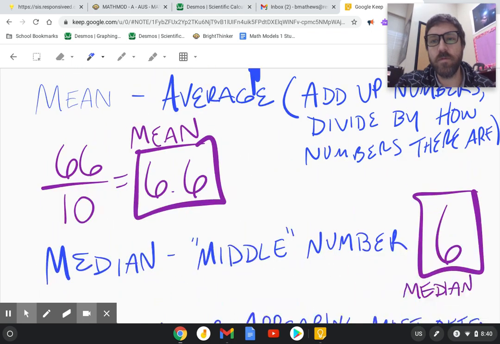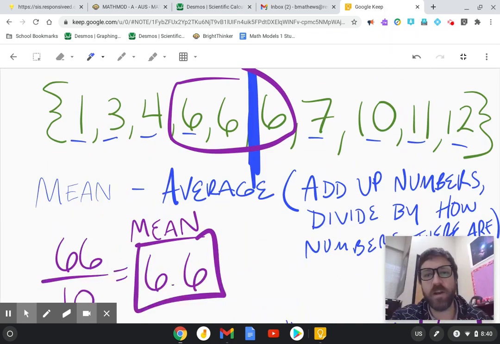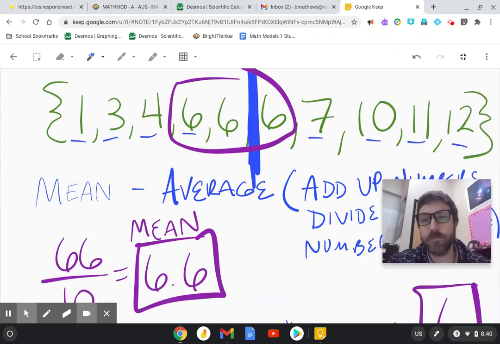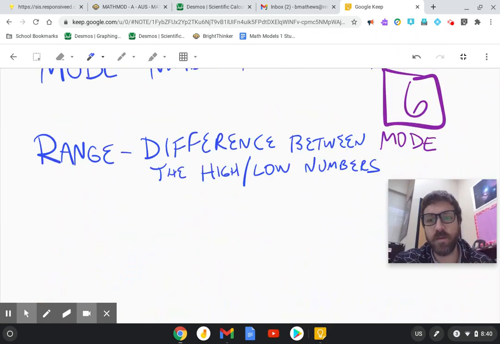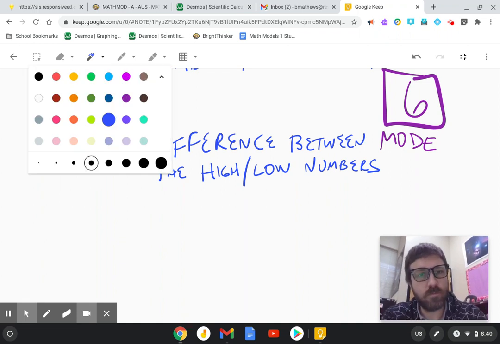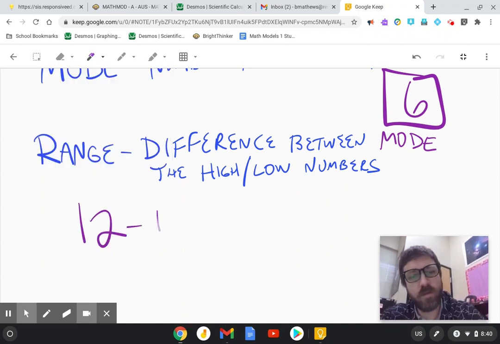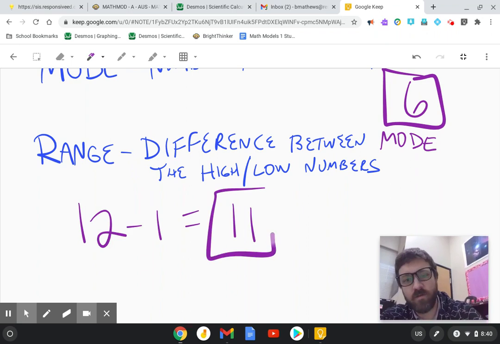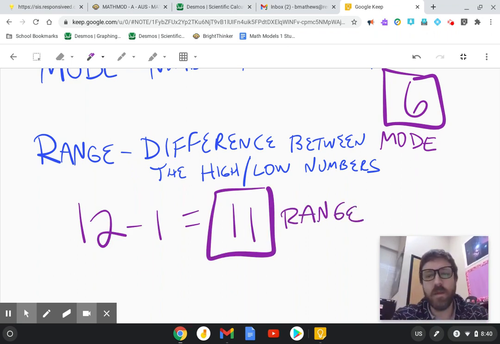So in ours, we have a high number of 12 and a low number of 1. So we're going to run down and we will do 12 minus 1 equals 11. And so we have a range of 11.